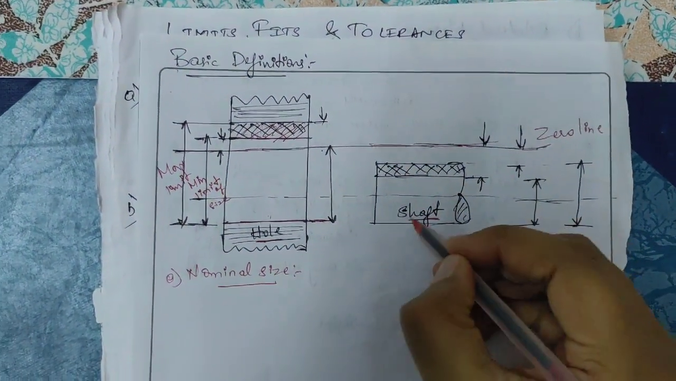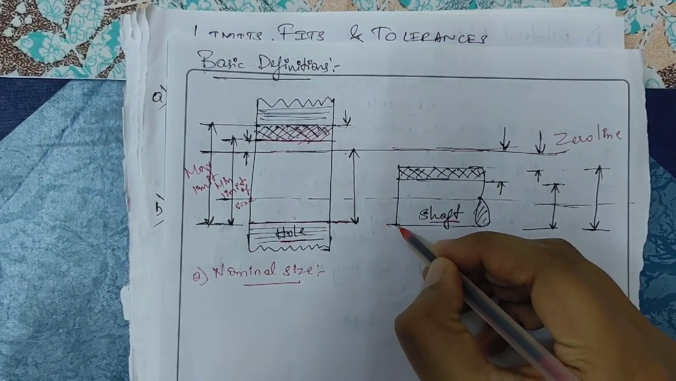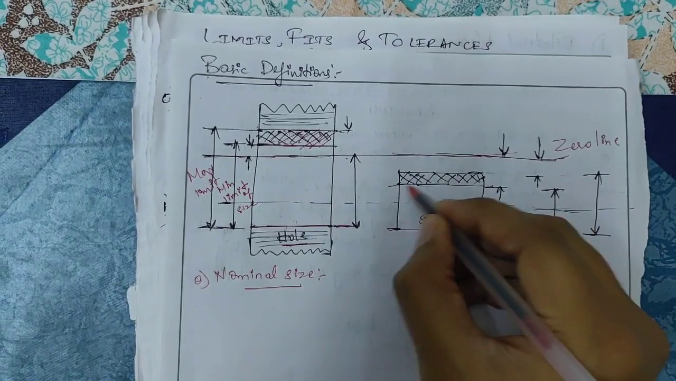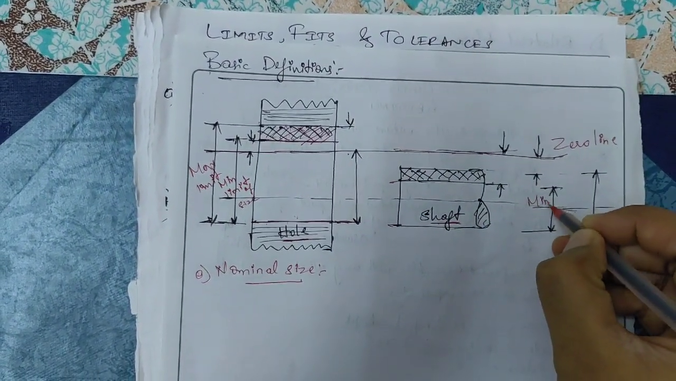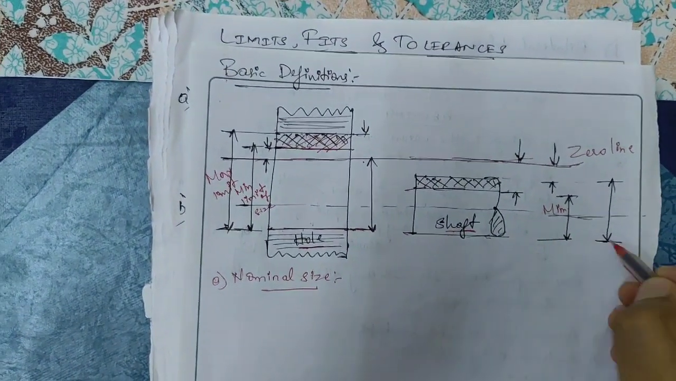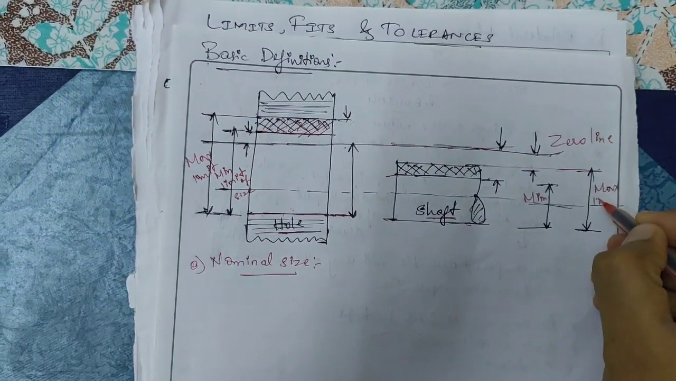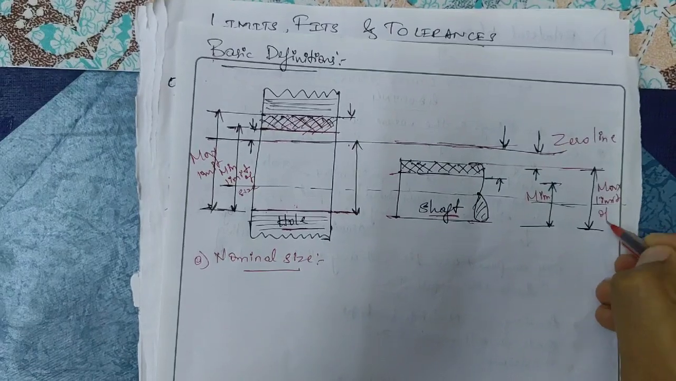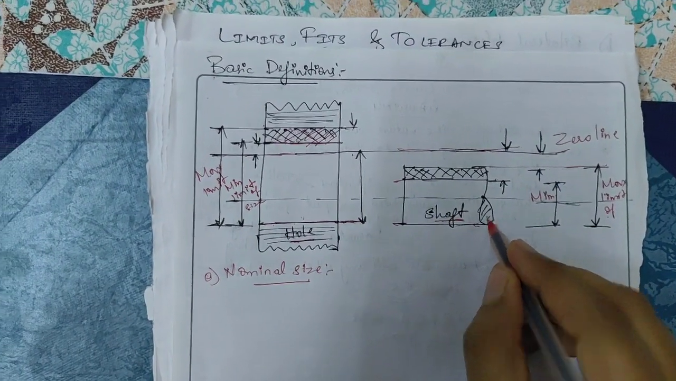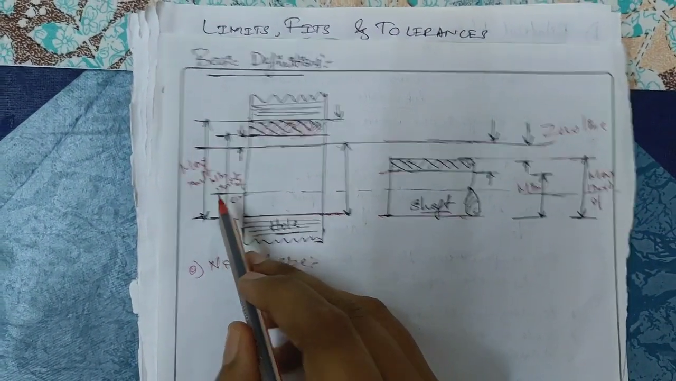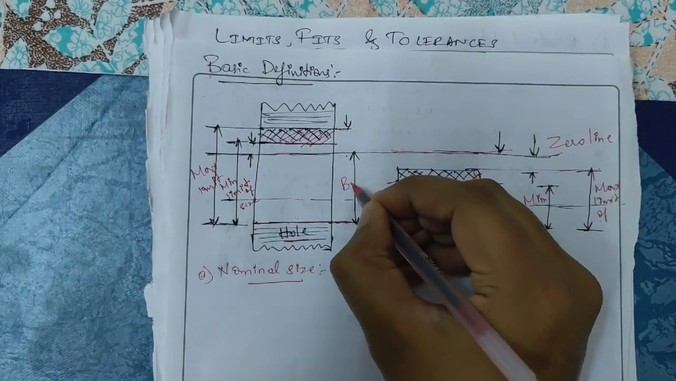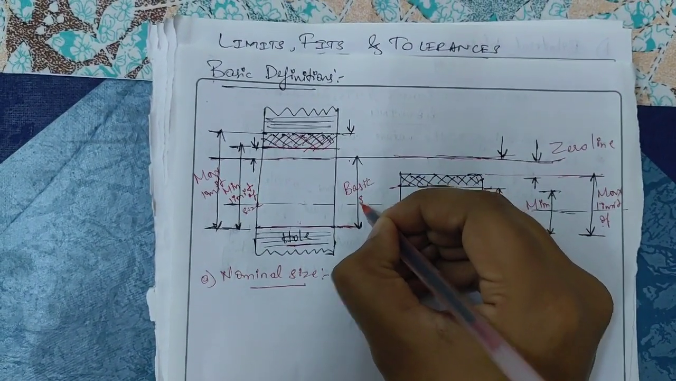And for the shaft, from the basic size line to here we take it as the minimum, and the top line we can call the maximum limit of size. This is for the shaft, and this is for the hole. Now this is the basic size.